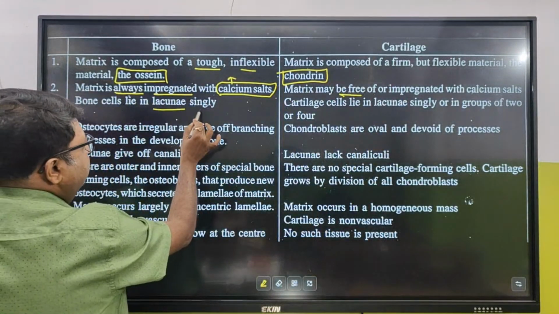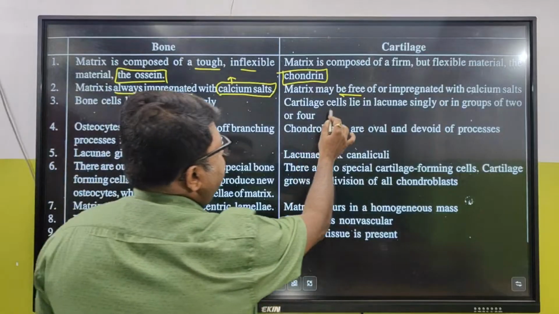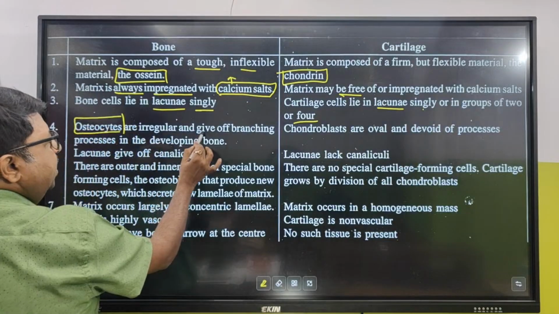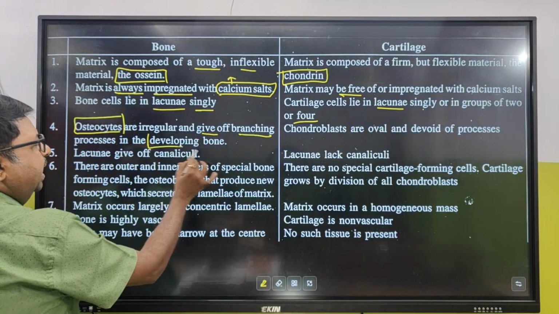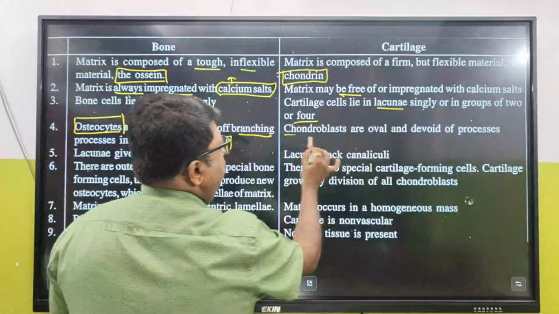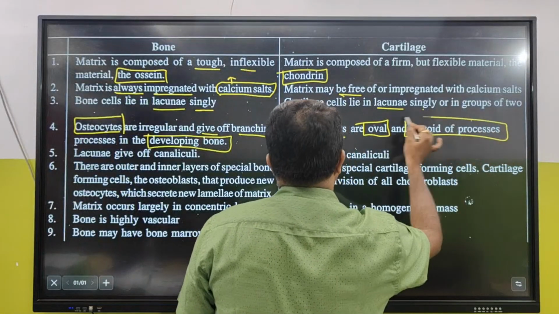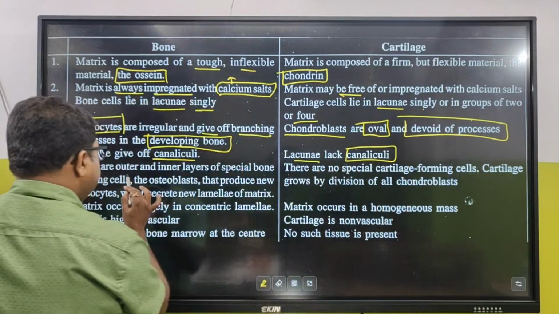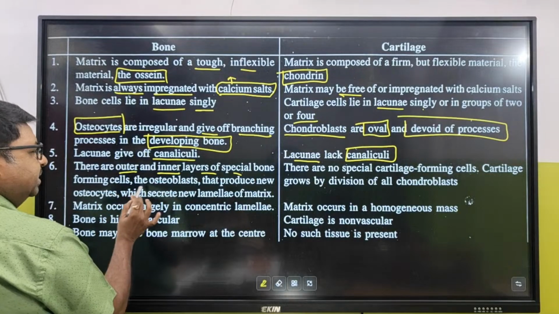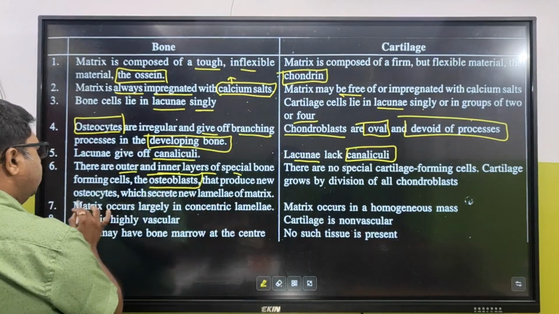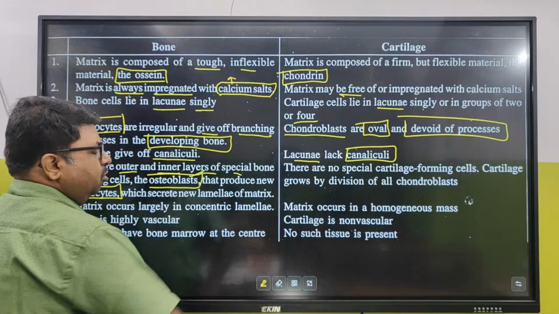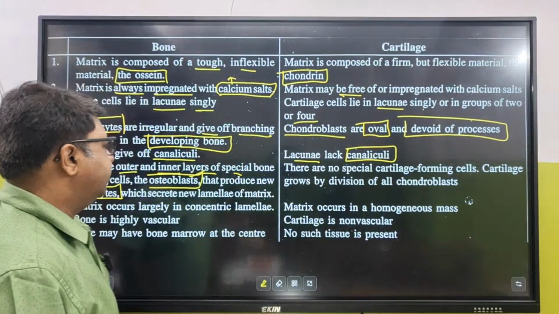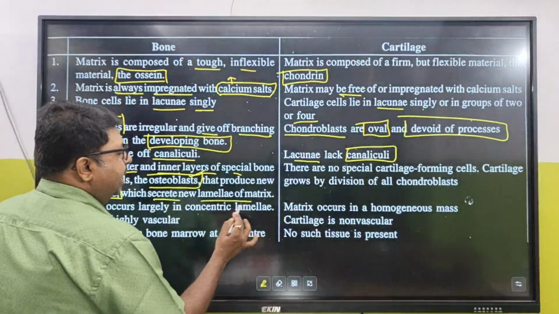Bone cells lie in the lacunae singly. Cartilage cells lie in the lacunae singly or in groups of 2 or 4. Osteocytes are irregular and give off branching processes in the developing bone. Chondroblasts are oval and devoid of processes. Lacunae give off canaliculi. There are outer and inner layers of special bone-forming cells, the osteoblasts, that produce new osteocytes. So what is the function of osteoblasts? They are nourishing cells and also form new cells called osteocytes. They secrete new lamellae of matrix.